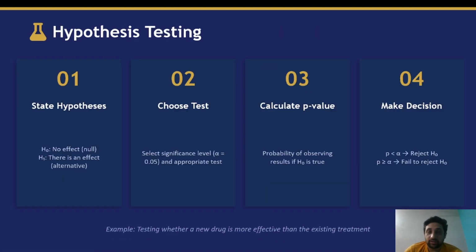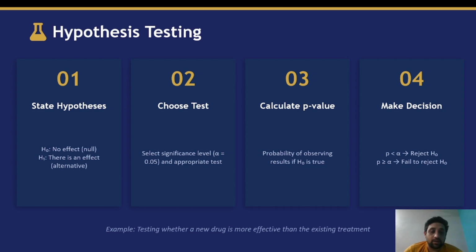Hypothesis testing. Hypothesis testing is a structured method used to make decisions based on data. It starts with two hypotheses: the null hypothesis, which assumes no effect or difference, and the alternate hypothesis, which suggests that there is an effect. After collecting data, we calculate the p-value, which tells us the probability of observing the results if the null hypothesis were true.